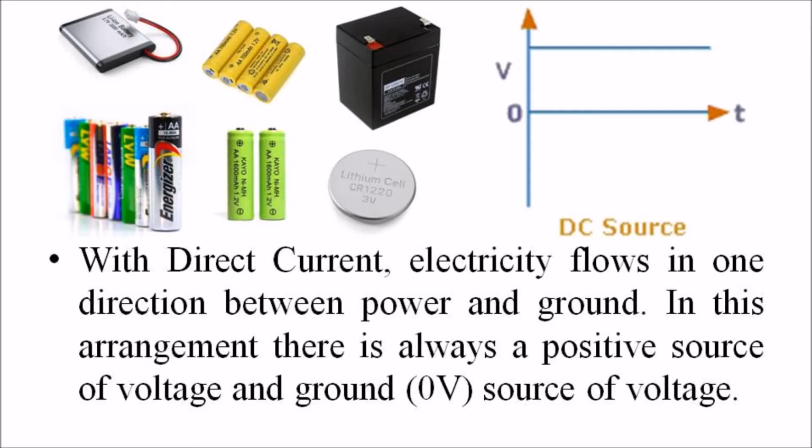And the second type of current is the direct current or DC. With a direct current, the electricity flows in one direction between the power and ground. In this arrangement, there is always a positive source of voltage as well as a ground source of voltage. So there is a positive source as well as a zero voltage or a ground source of voltage.